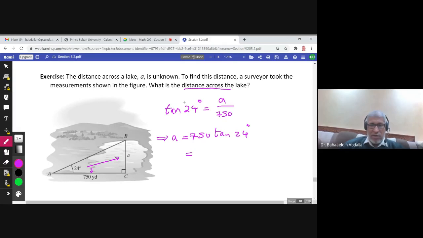Okay, so it is in degrees. I have to be in degree mode. I am in degree mode. So I write 750 times tan 24. The answer is 333.9. So I will just write it 334 yards.